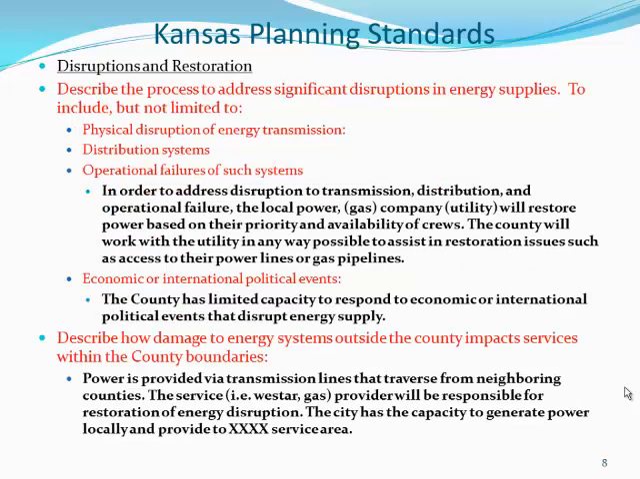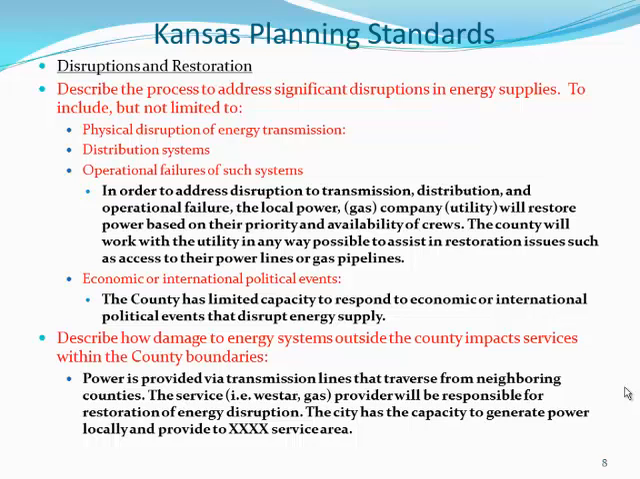Okay, the next item that we want to talk about is disruptions and restoration. First, we want to ask, describe the process to address significant disruptions to energy supplies, to include but not limited to physical disruption of energy transmission, disruption of distribution systems, and operation failures of such systems. There's lots of instances where power is out or where gas is out or other utilities have become unavailable. And so what we want to talk a little bit about is how we would go about addressing those issues.